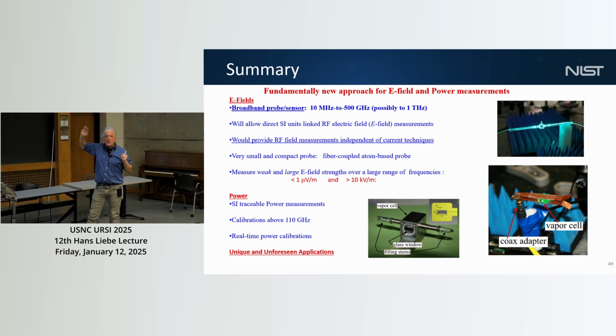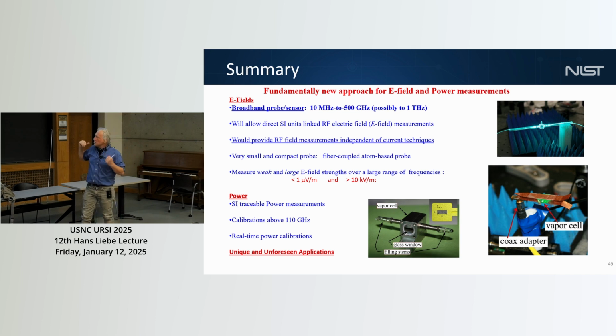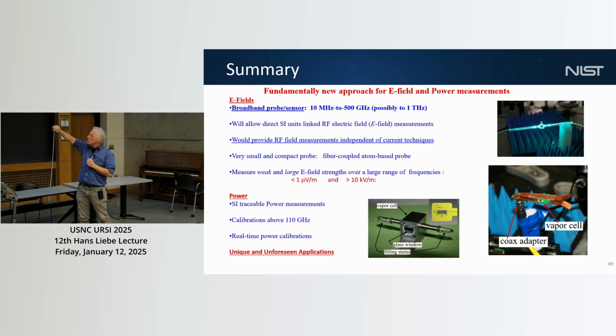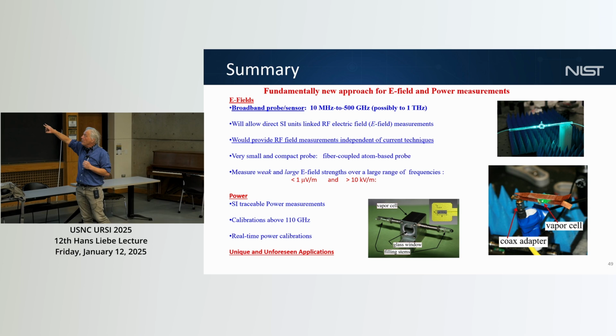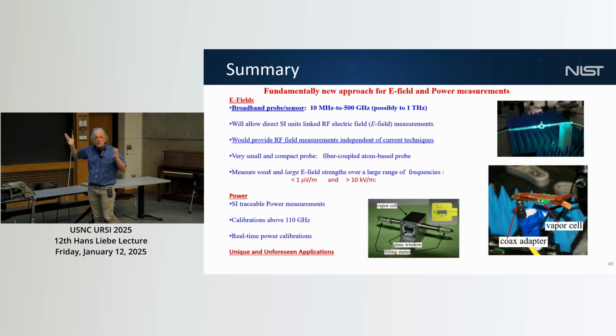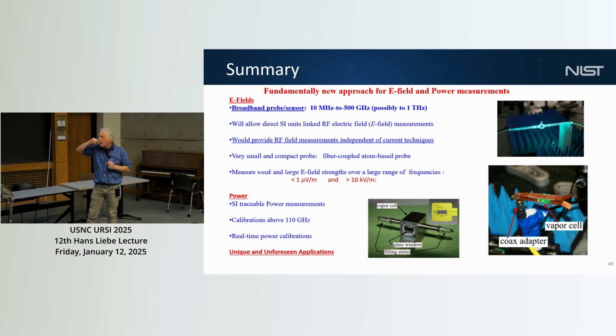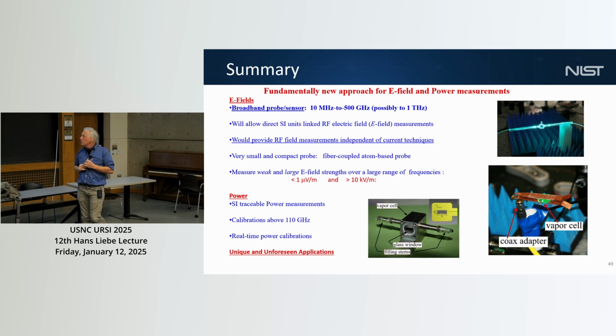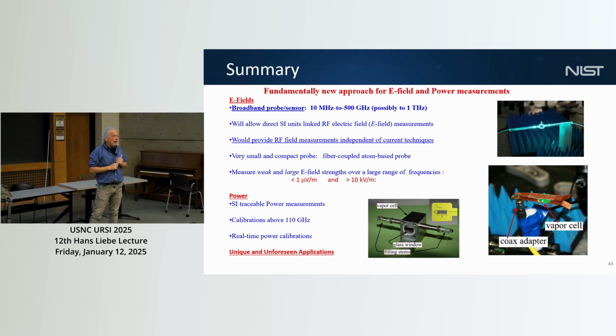It also allows us to make a measurement independent of any other technique out there, which is nice from a traceability viewpoint. We're looking at making these things small. We're already getting them down to millimeter size. The next step is making the lasers and everything else small. And it has a huge dynamic range. I didn't talk too much about it, but we've measured about 2 microvolts per meter in the lab, and we've also measured up to 10 kilovolts per meter in the lab. So a huge dynamic range and a huge frequency range.